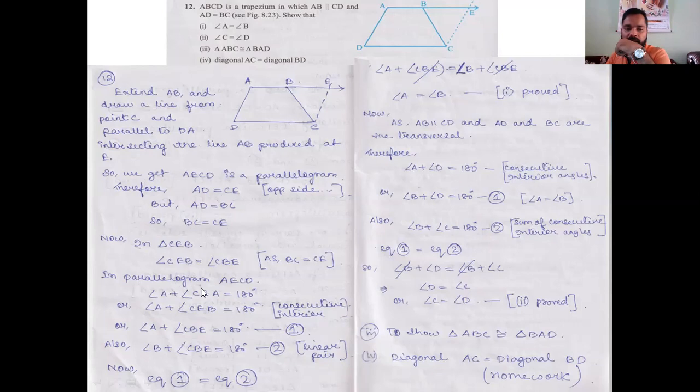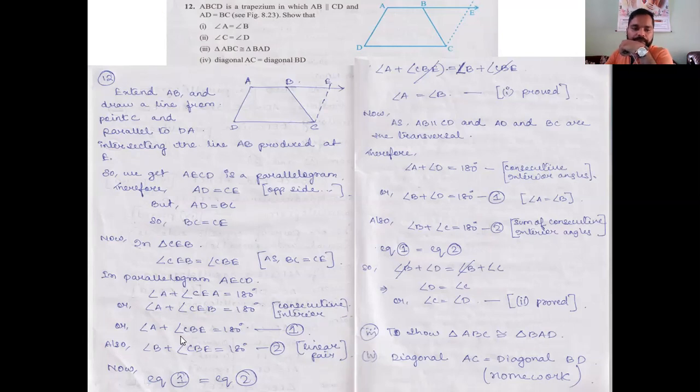Now you see in parallelogram AECD, angle A plus angle CEA is equal to 180 degrees. Why? Consecutive interior angles. Just recall that theorem. If two lines are parallel and there is a transversal, then the sum of consecutive interior angles is equal to 180 degrees. So we just use that theorem here. So now in place of CEA, can I write CEB? I can write, this is 180 degrees.